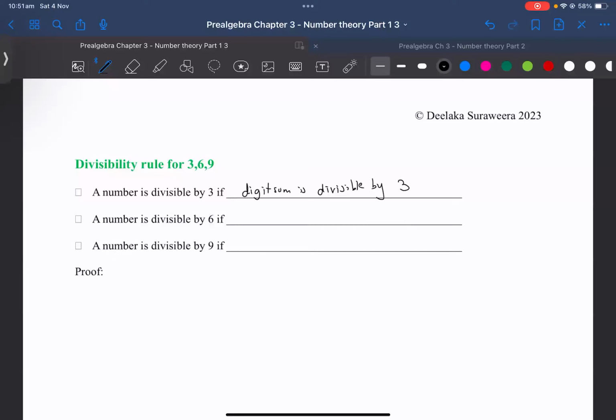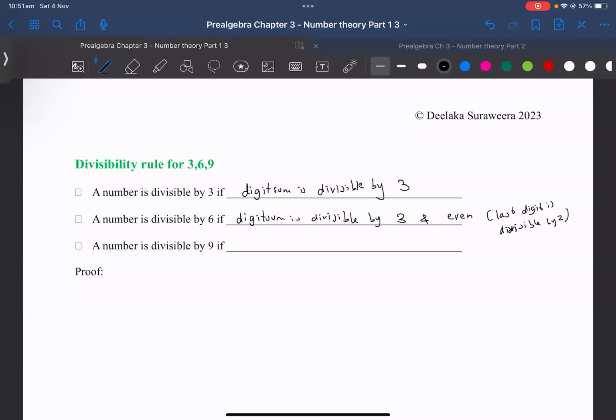What about 6? Combine the divisibility rules for 2 and 3. Yeah, very good. So a number is divisible by 6 if it's divisible by 2, which means the last digit is even, and it's divisible by 3. So that's pretty much just combining them. This is probably the tricky one.